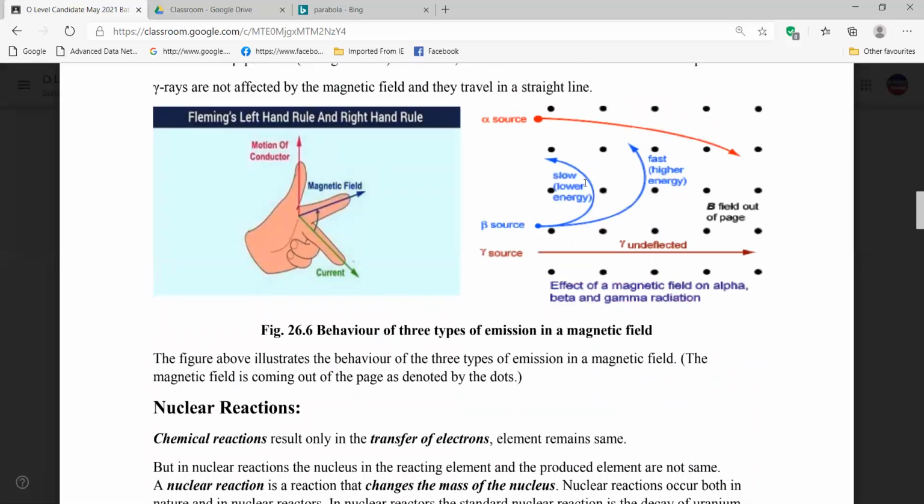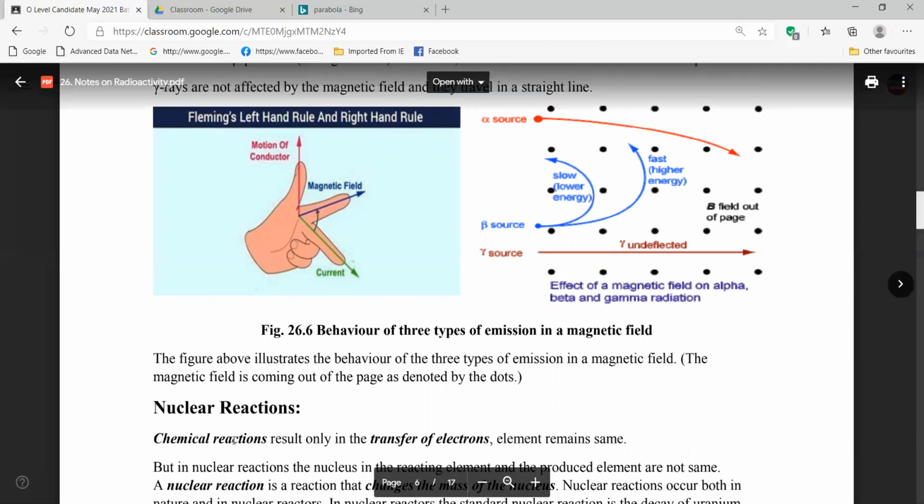And we have here slow beta particles and faster beta particles like before. That one is clear.